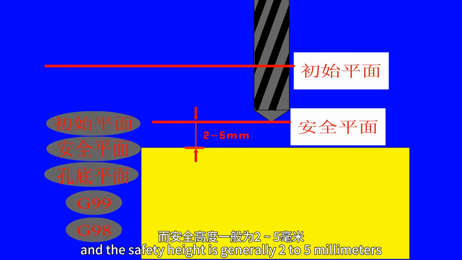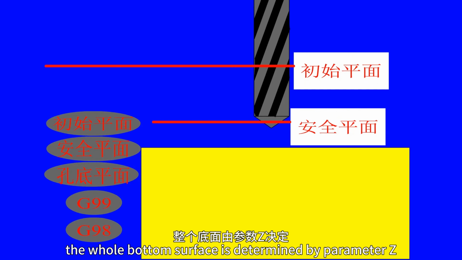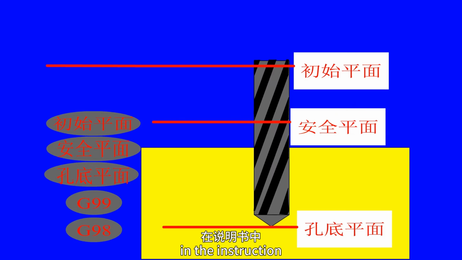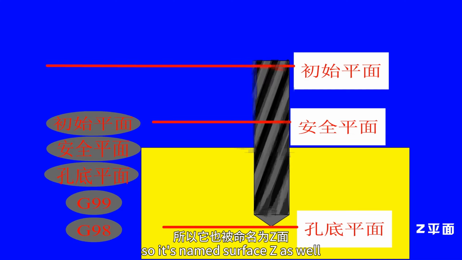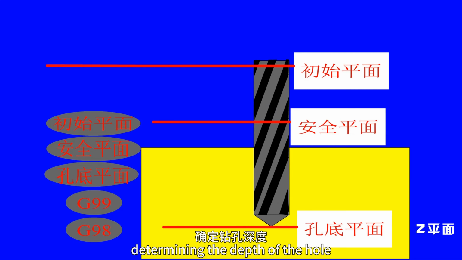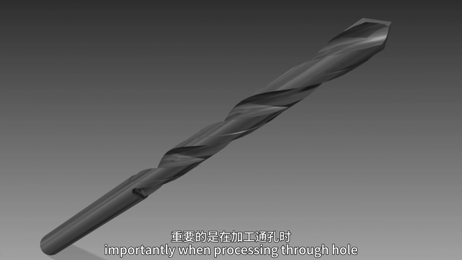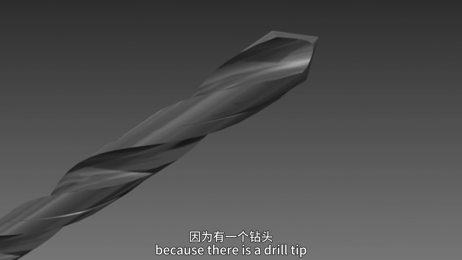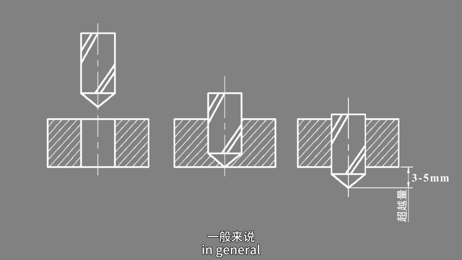And the safety height is generally 2 to 5 millimeters. The hole bottom surface is determined by parameter Z in the instruction. So it's named surface Z as well, determining the depth of the hole. Importantly, when processing a through hole, some overshoot should be left, because there is a drill tip at the end of the drill bit, generally 3 to 5 millimeters.